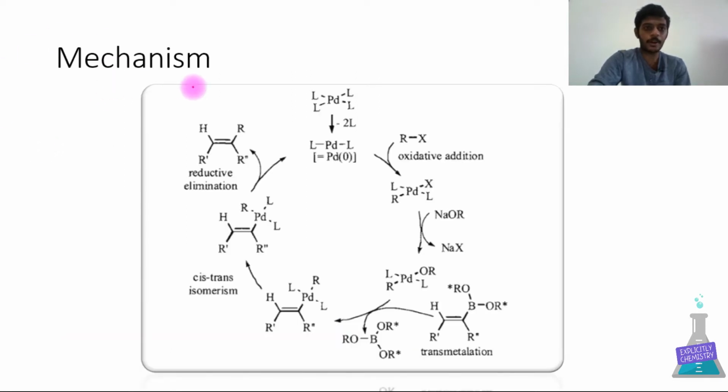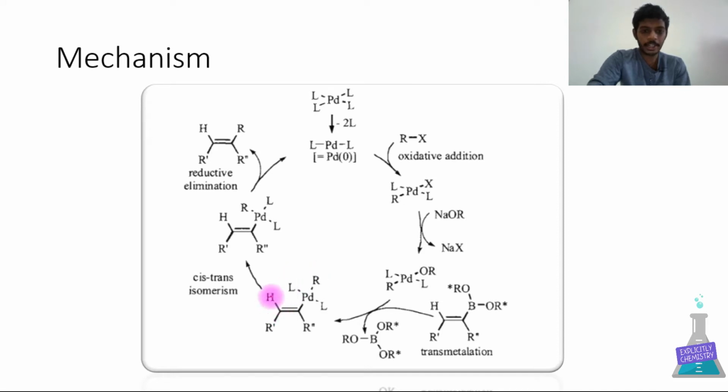This is the mechanism of Suzuki coupling. Here the palladium has 4 ligands and it eliminates 2 ligands, forming this palladium 0 complex. The next step is the oxidative addition. This is the organohalide, it is added to the palladium 0 complex, forming this complex. Here the oxidative addition happens in the trans position, you see. Next, in the presence of base, transmetallation happens. In the transmetallation, the boronic acid is eliminated and this OR group is eliminated, forming this complex.